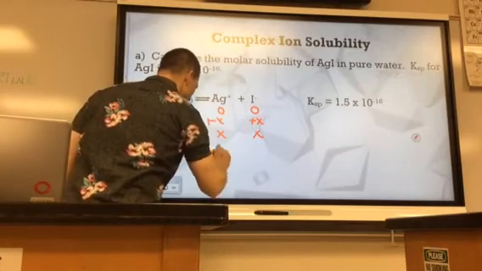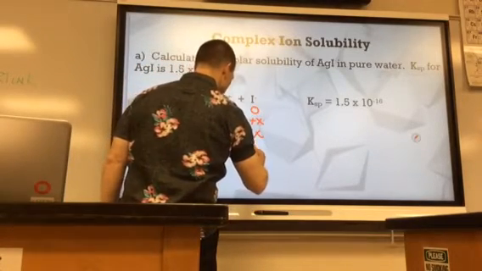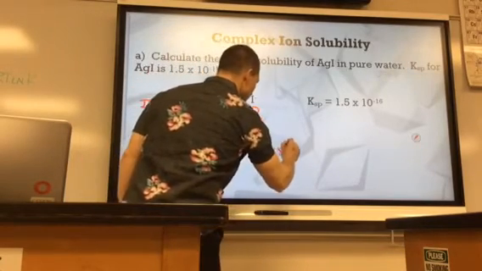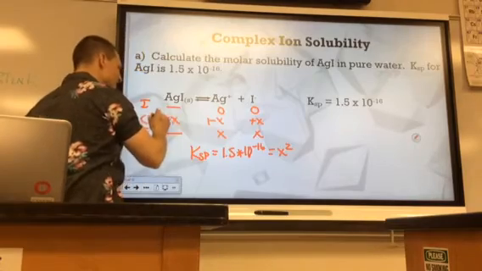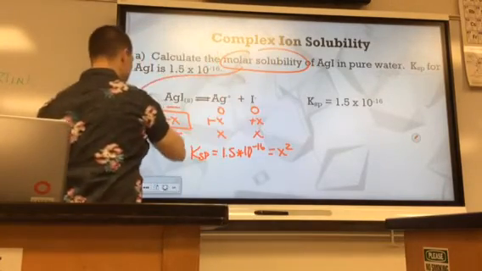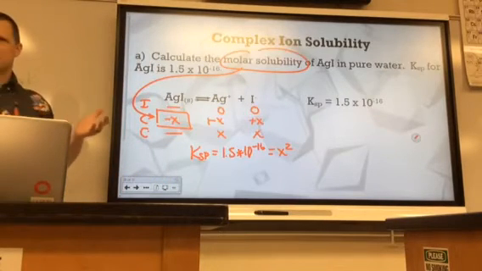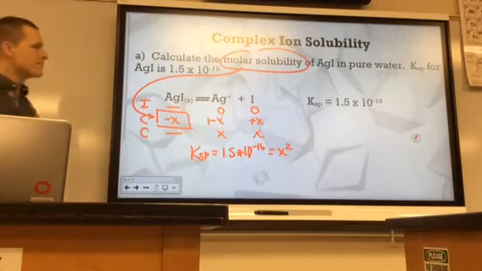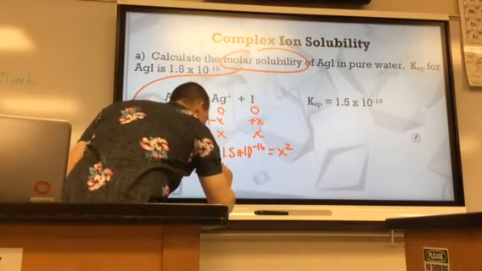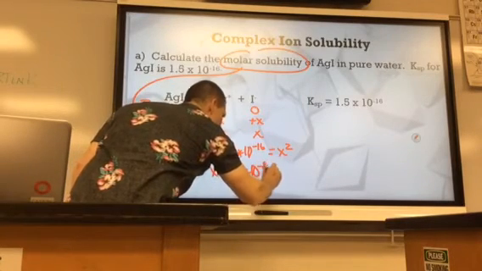KSP is 1.5 times 10 to the negative 16th, and that's equal to x squared. So all we have to do is take the square root. This thing right there is what they're asking for. The molar solubility is always that: how much of the solid dissolves? So, easy enough to take the square root of this number. X, which is the solubility, is 1.2 times 10 to the negative 8 molarity.